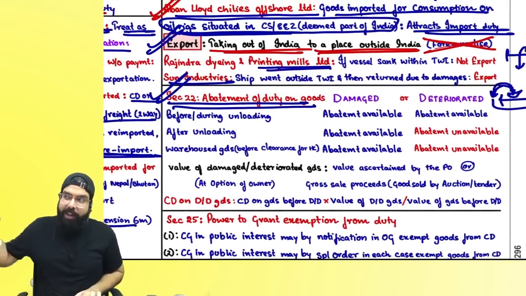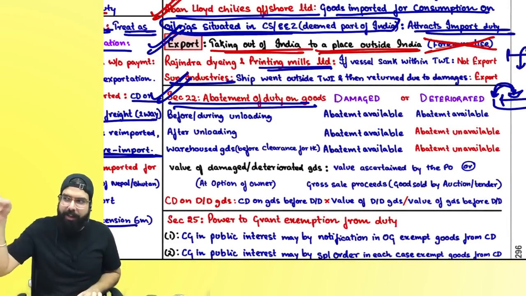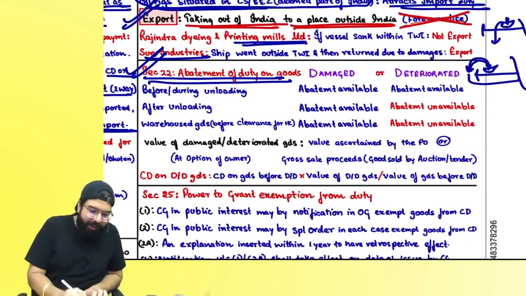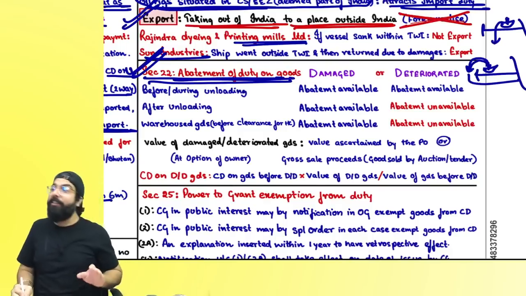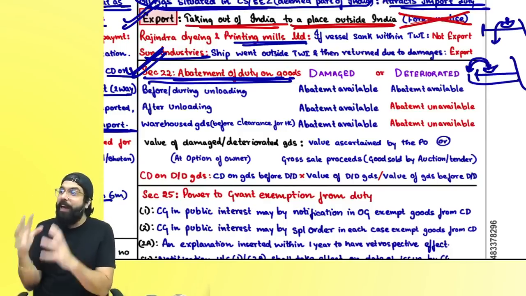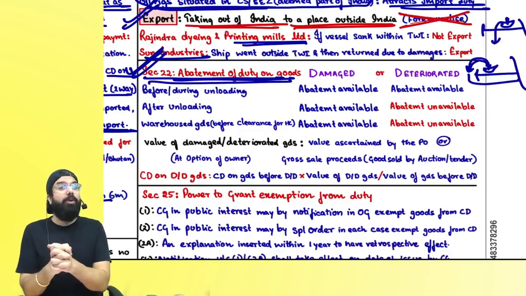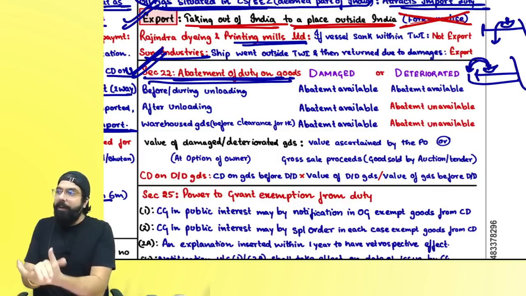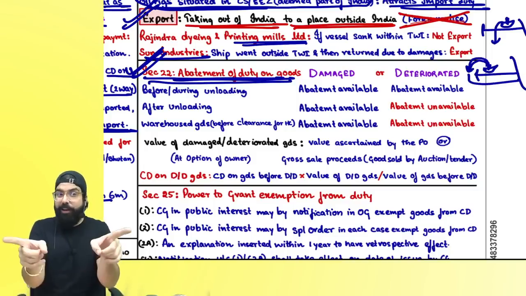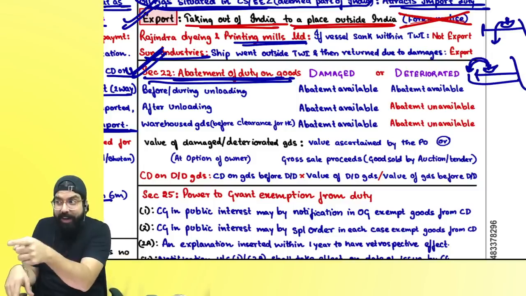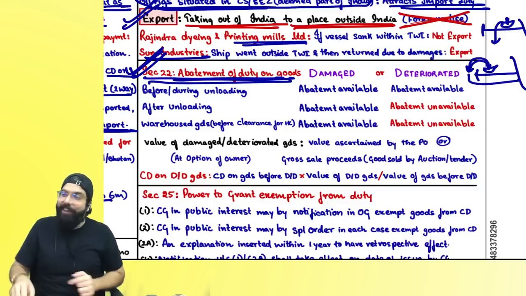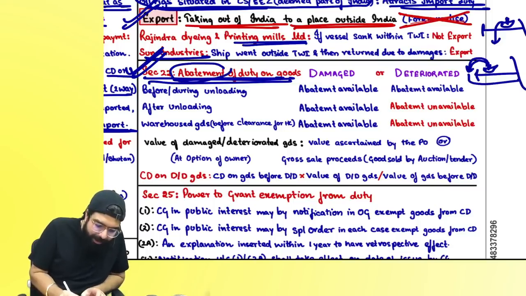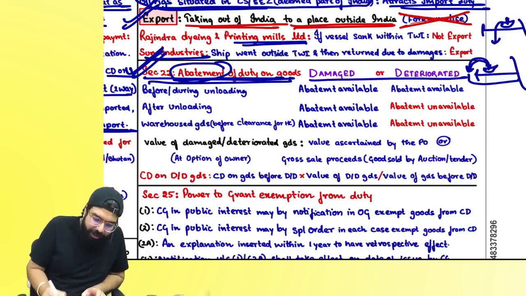Section number 20, reimportation is fresh importation, but some concession is given. Then we have section number 22, abatement, discount. Sir, goods came into India damaged or destroyed, but you told the government, damaged or destroyed goods, pay. Damaged or destroyed goods, if I abandon, I don't have to pay the duty. But if I want to clear, they will give me a discount in the duty, and that is known as abatement of duty on damaged or deteriorated goods.